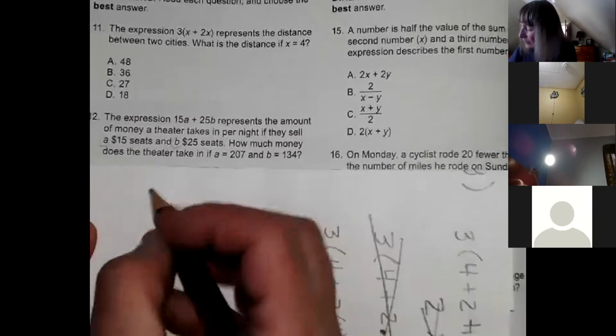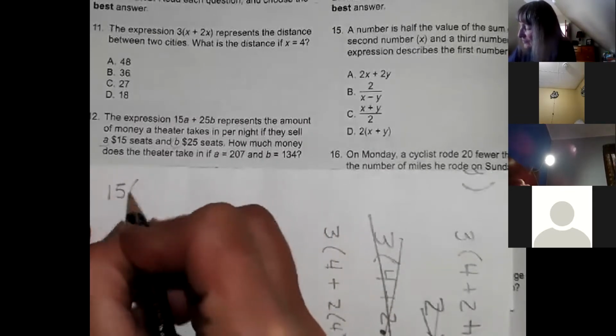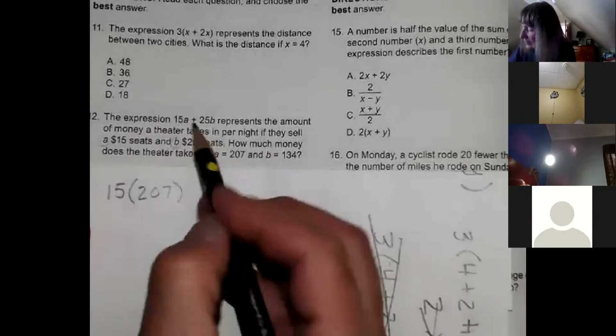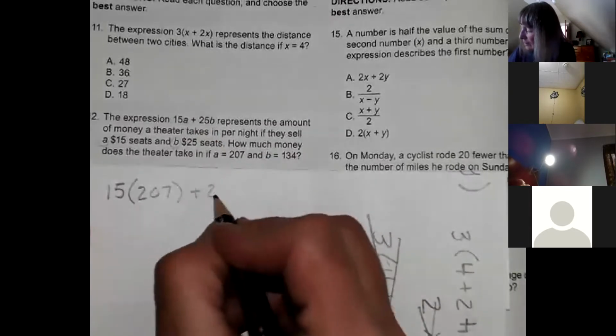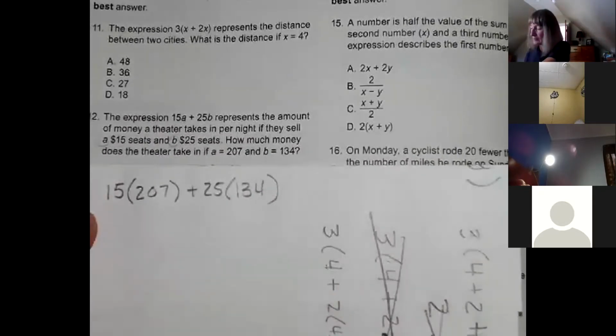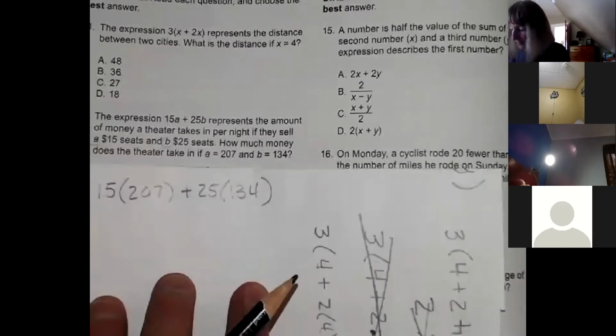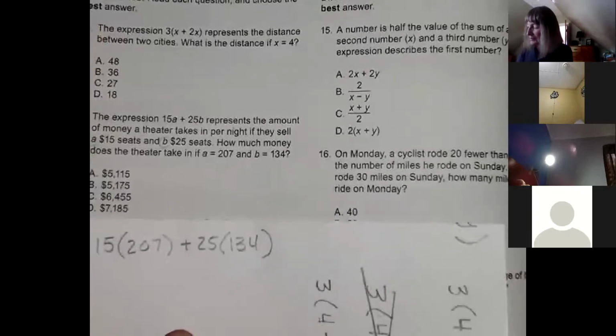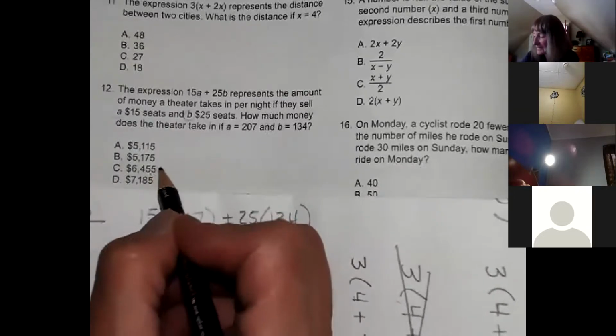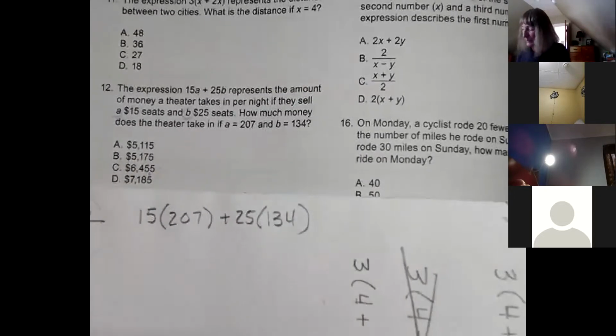Oh, this is the same thing. 15, we just have to fill in the numbers, times 207, filling it in right there, plus 25 times 134. Ooh, I want this business. Ooh, yeah. I definitely want this business. Did you get that big number? Yep. 6,455 bones. Yes, I got that.